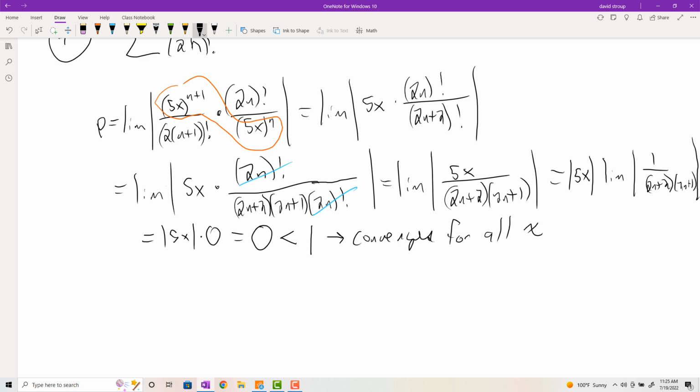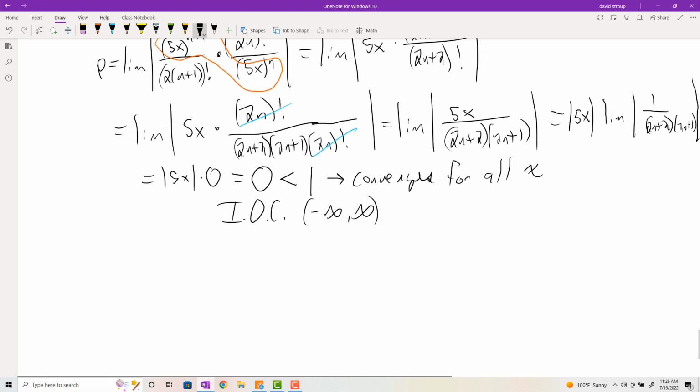On my test, I'll be asking for the interval of convergence. So the interval of convergence in this case is negative infinity to infinity. Everything. Okay, let's look at number 11. Number 11 is one of the ones where you have an interval and you have to check the endpoints.